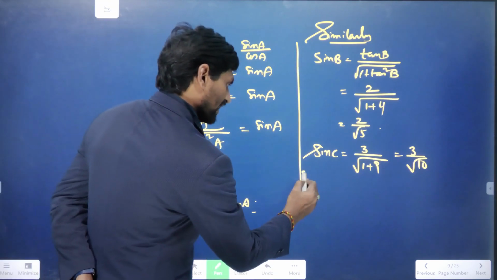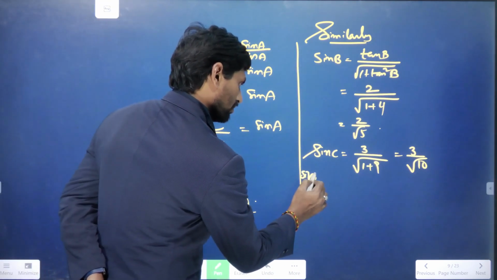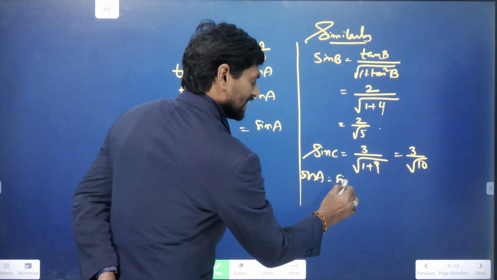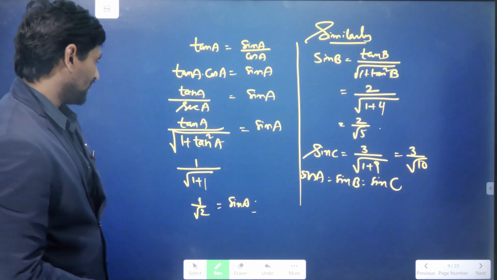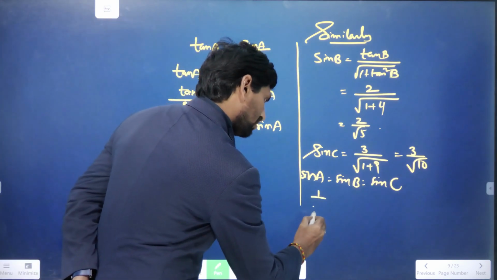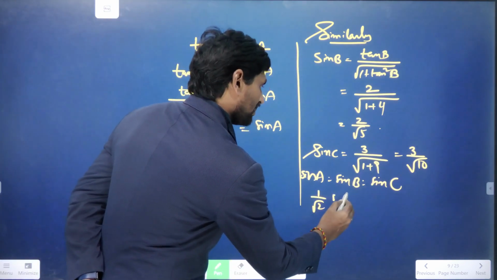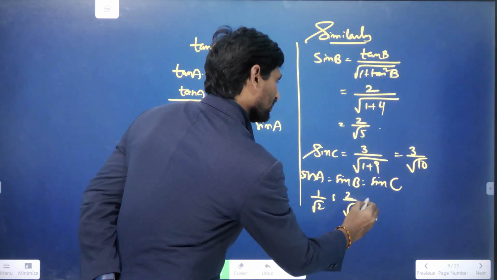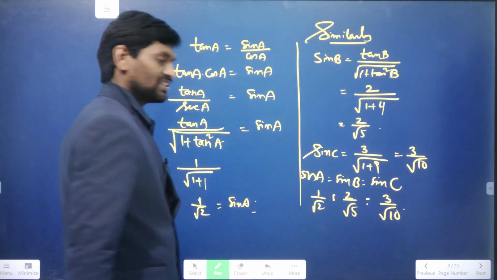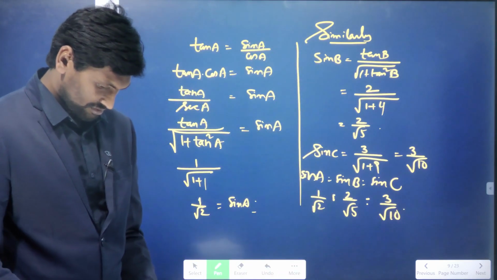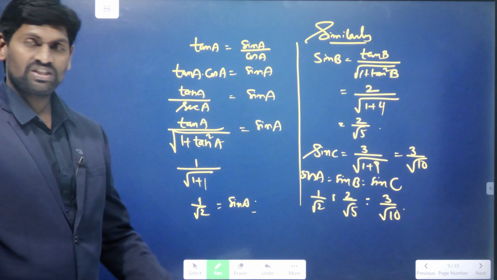Therefore, the ratio sin A to sin B to sin C: I am just finding sin A is 1 by root 2, sin B is 2 by root 5, and sin C is 3 by root 10. If the answers are given like this, we can carry on. But options or denominators are not there.